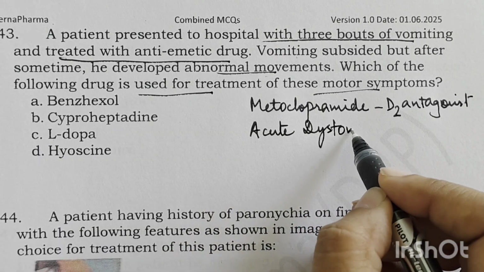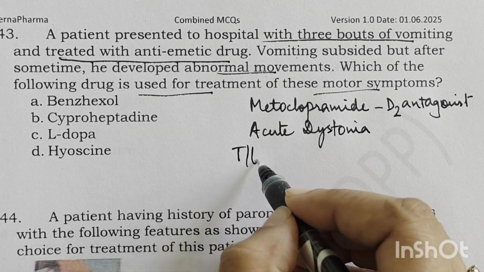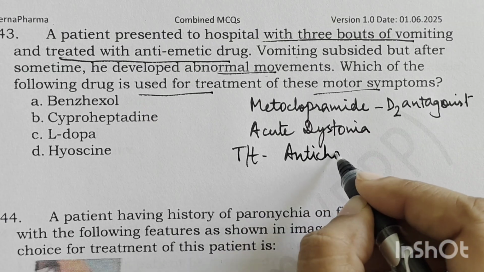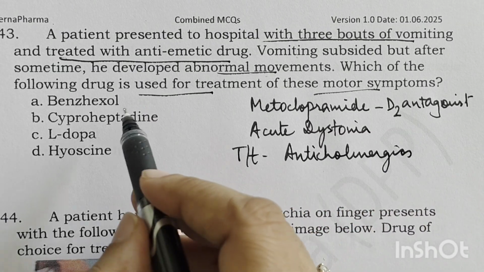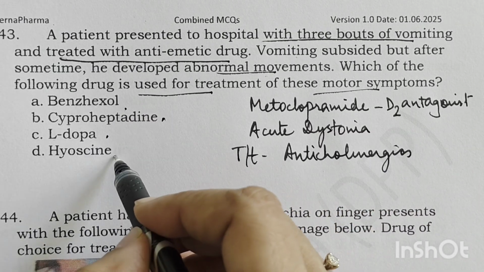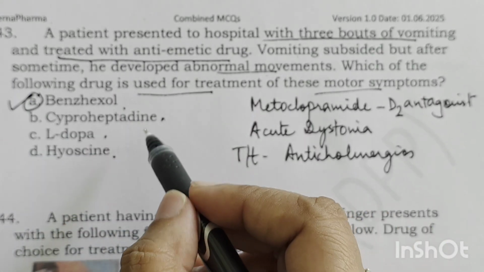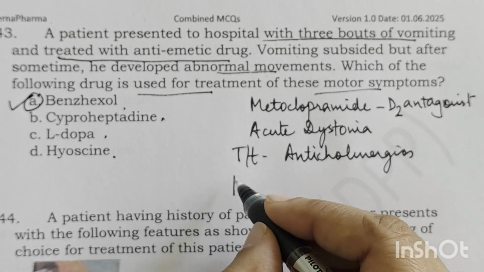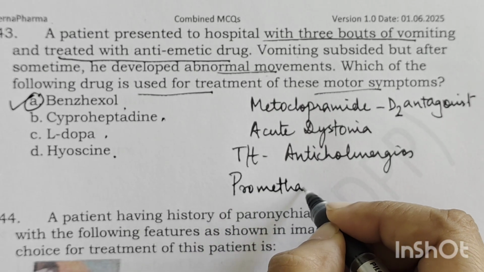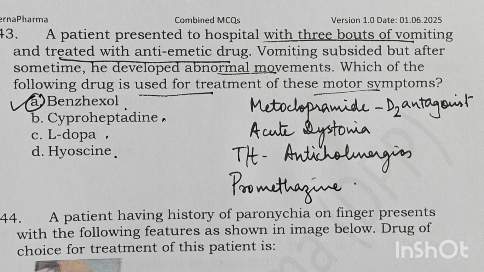Now in acute muscular dystonia, the treatment is anticholinergics. So we have to give anticholinergics here. So what is the anticholinergic? Benzhexol, cyproheptadine, L-dopa and hyoscine. So out of all these, we will be using benzhexol. This is the anticholinergic which is used in the treatment of acute muscular dystonia. Promethazine is also used if benzhexol is not available.